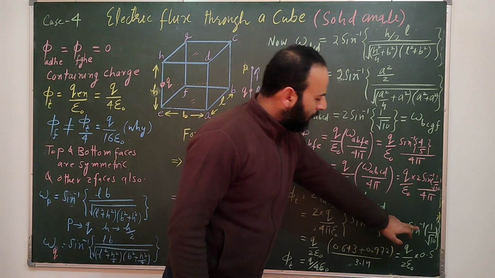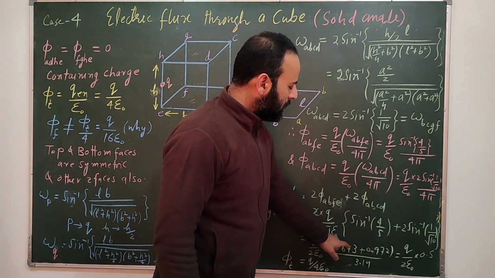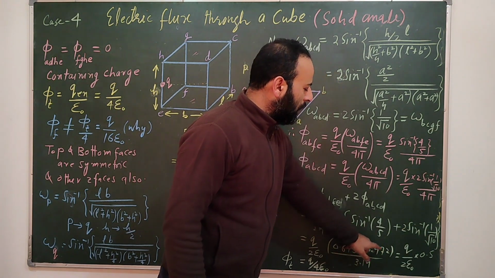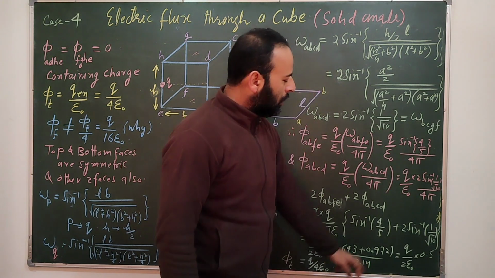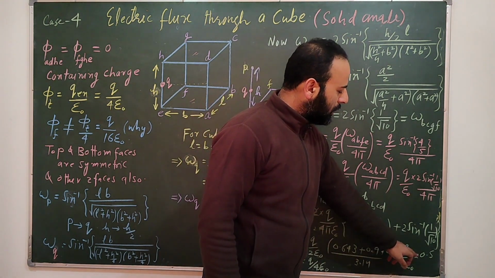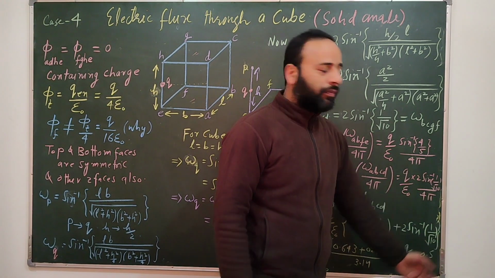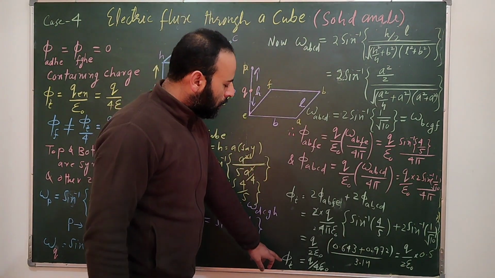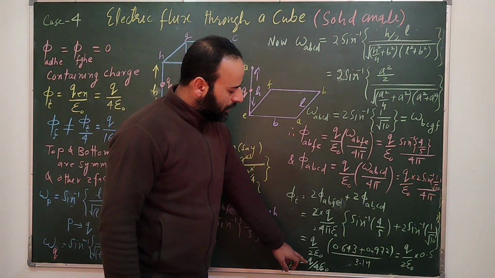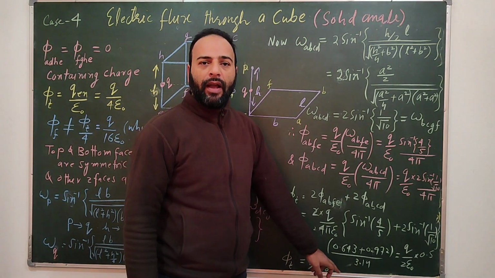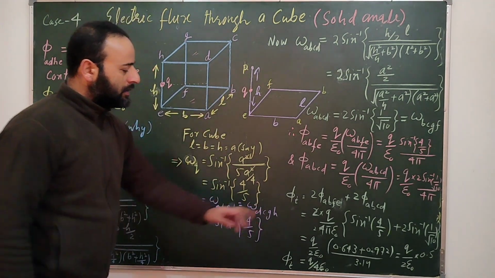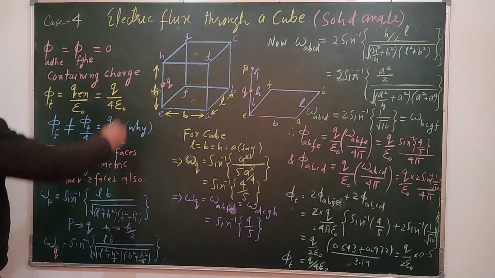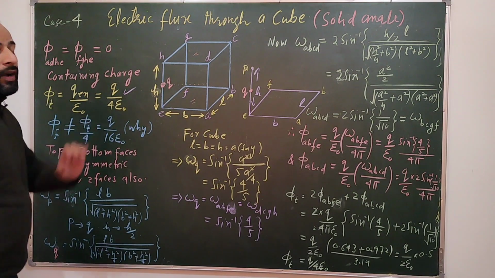So now putting the values of these, that is 0.643 up to 3 places of decimal, and the value of this is 0.972, then divided by the value of pi, that is 3.14. So it is Q by 2 epsilon naught times 0.5, which in fraction is 1 by 2. So this implies phi total is equal to Q divided by 4 pi epsilon naught. So that means the total flux through all these four faces is again equal to Q divided by 4 pi epsilon naught that we have calculated.